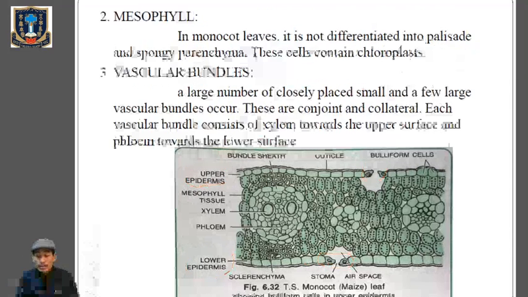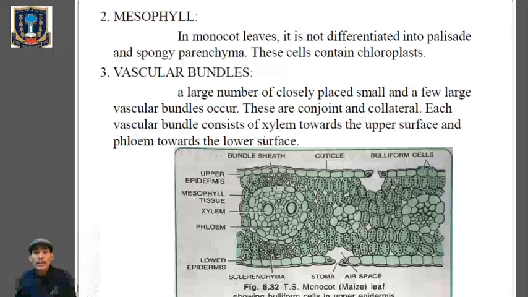In monocot leaves, the mesophyll tissue is not differentiated into the spongy and the palisade parenchyma cells. Clear? Like in dicot, the mesophyll cells were divided into the palisade and the spongy parenchyma cells. But here in the monocot leaf or the isobilateral leaf, the mesophyll tissue is not differentiated into the spongy and the palisade parenchyma cells. And these cells usually contain the chloroplast that will help in photosynthesis. So we don't see the differentiation of mesophyll tissue into spongy and palisade parenchyma in the monocot leaf.